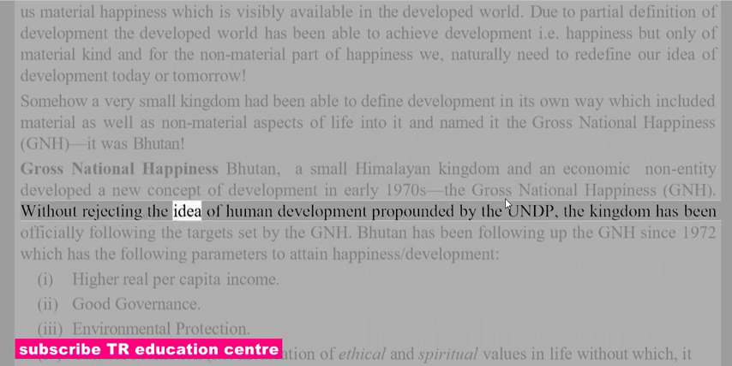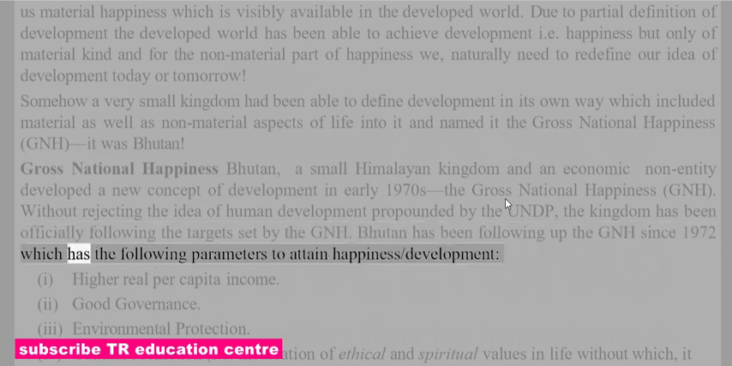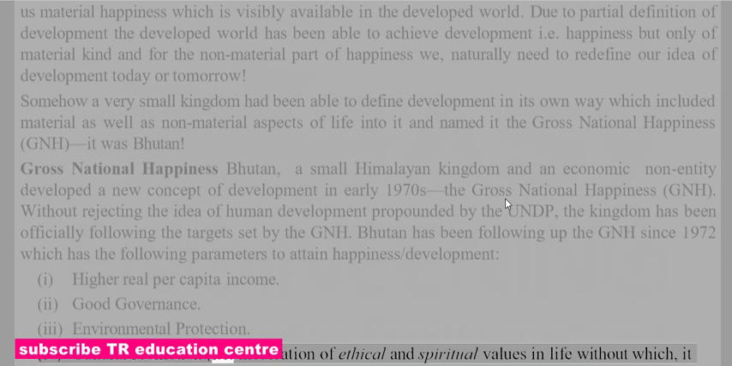Without rejecting the idea of human development propounded by the UNDP, the kingdom has been officially following the targets set by the GNH. Bhutan has been following up the GNH since 1972, which has the following parameters to attain happiness and development: 1. Higher real per capita income. 2. Good governance. 3. Environmental protection. 4. Cultural promotion, i.e. inculcation of ethical and spiritual values in life, without which, it says, progress may become a curse rather than a blessing.